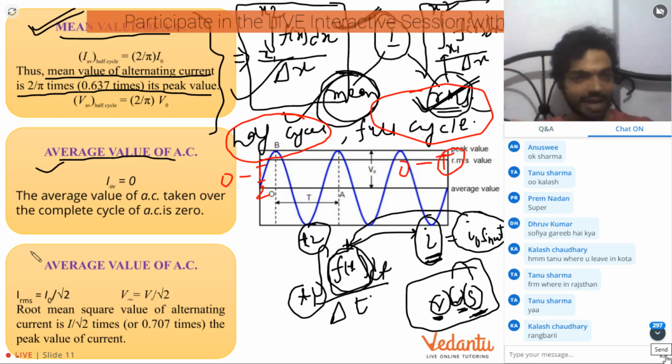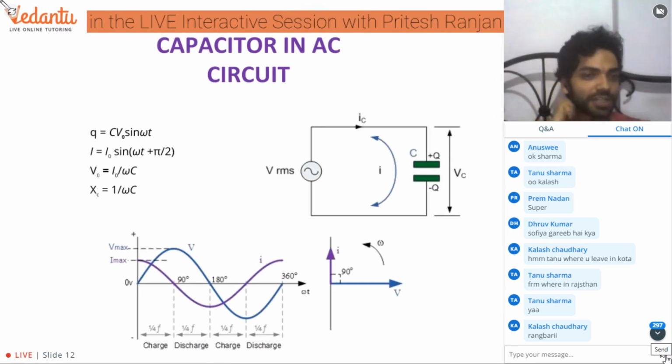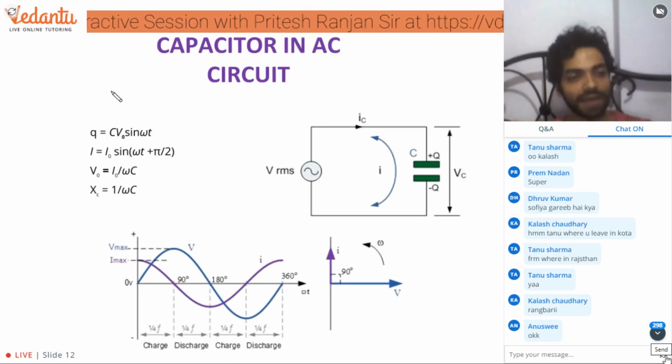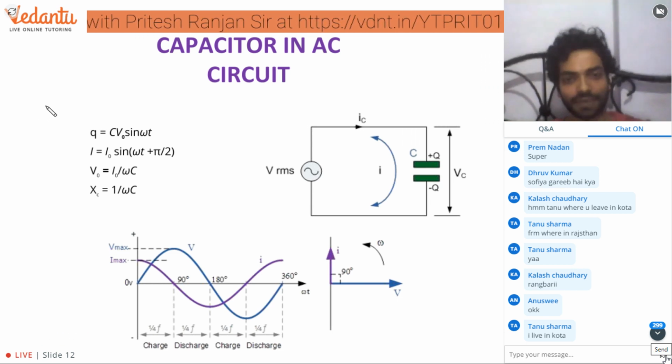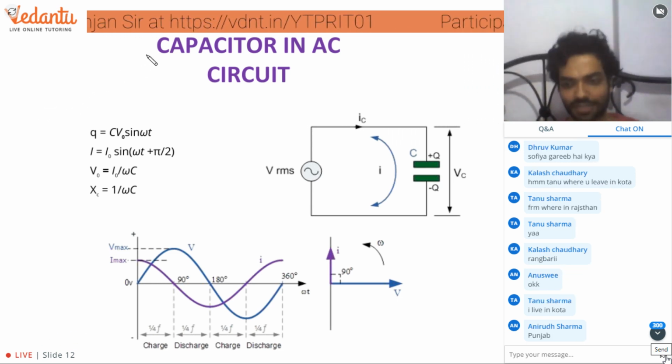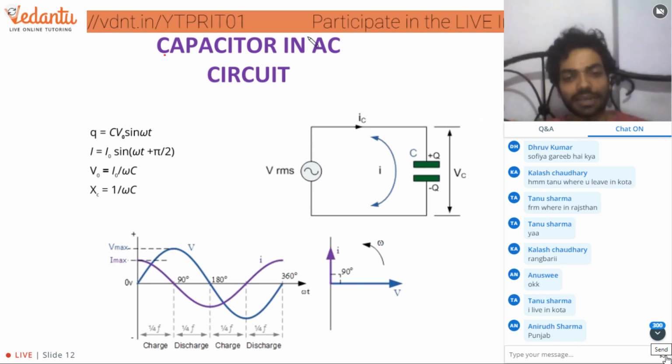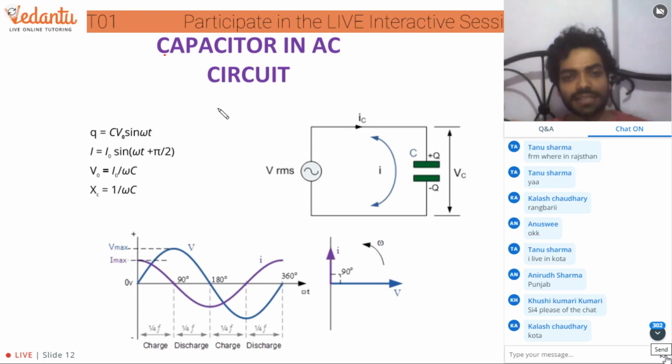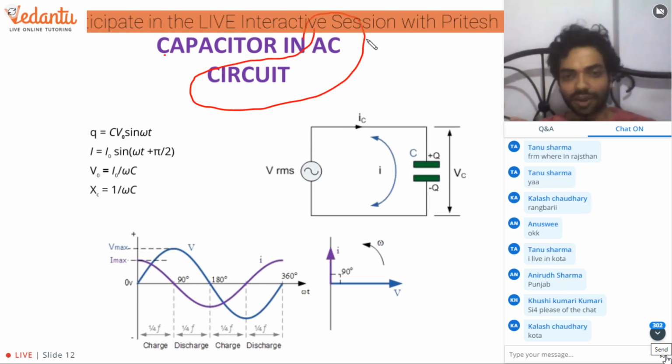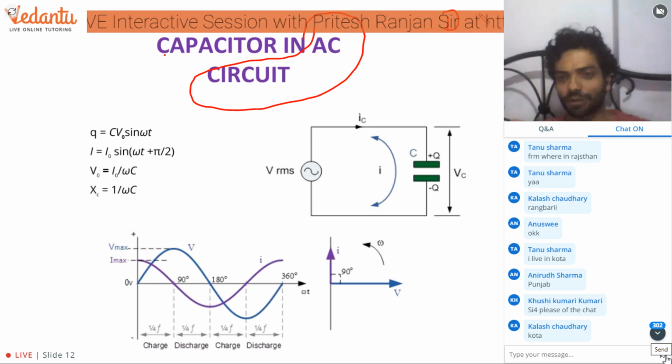So alright guys, this was the demonstration about mean value or the average value, and in fact the RMS value. So let me just introduce the different components used in AC circuiting. You would have gone through DC circuits in class 10th or 9th, where you used only resistor as the component.